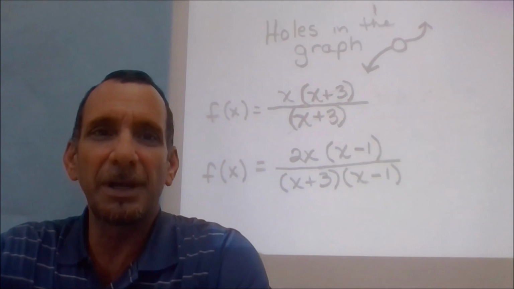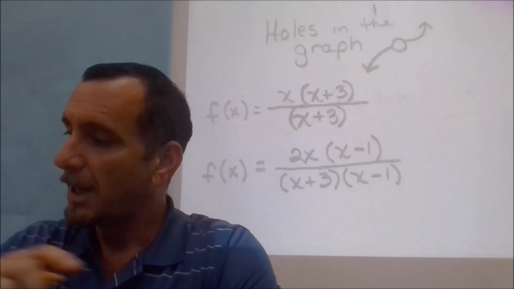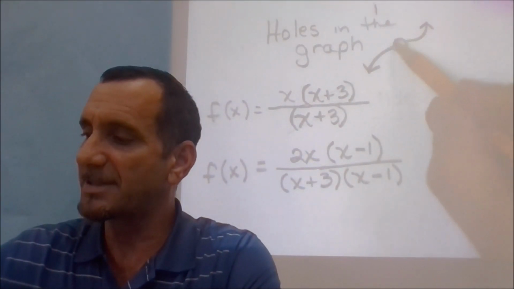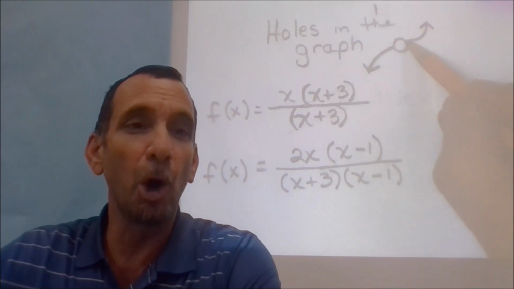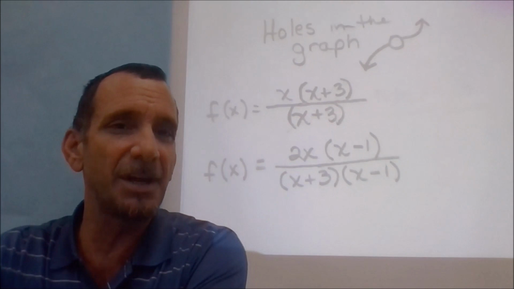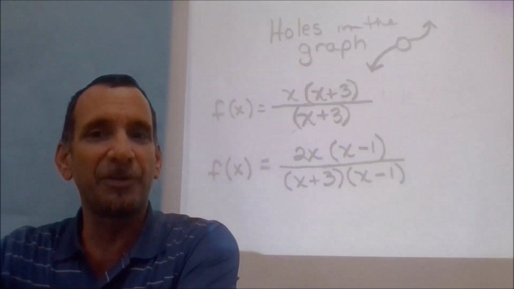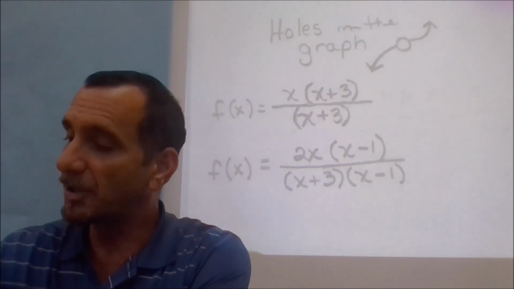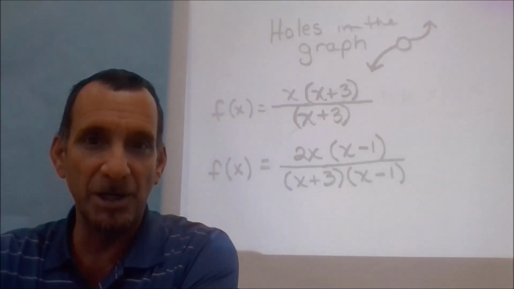Let's take a quick look at holes in the graph. So you're running along the curve and all of a sudden there's a break or a hole in the graph. It is also a restriction on the denominator, but it's not a vertical asymptote. So let's just look at these two situations.